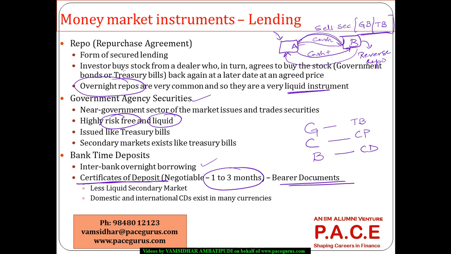And what we see is the secondary market is slightly less liquid for the certificate of deposit compared to that of a treasury bill. Which means the liquidity risk is slightly higher, which means the rate of return here should be slightly higher compared to traditional treasury bills. And certificates of deposit can be denominated in the local currency as well as in any other currency as well.